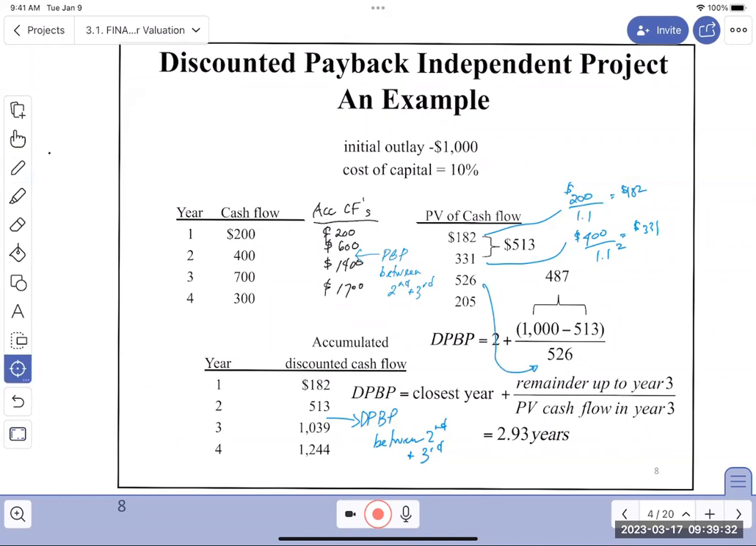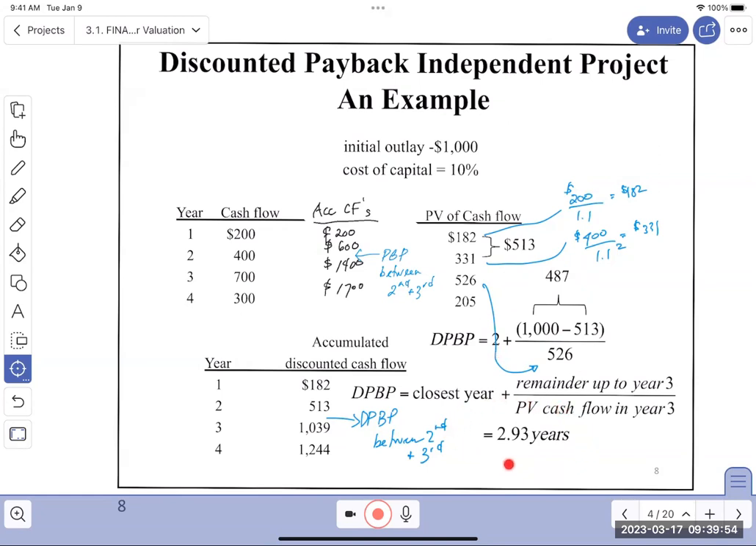I'm going to look at the remainder. What remains to get to 1,000? Well, we've made 513 in discounted cash flow. So 1,000 is what we want. So that leaves 487. So 487 divided by 526 plus 2.